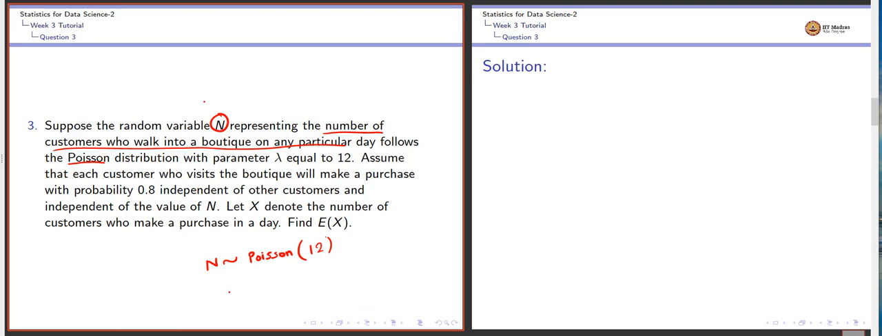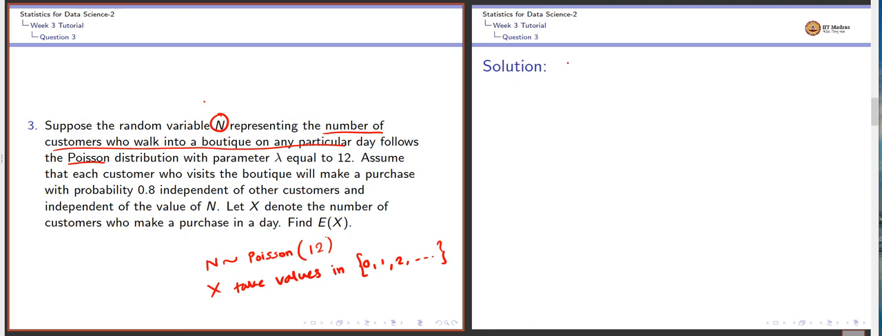And how many values can X take? X can take any value in the range 0, 1, 2, and so on. So we know that each customer will make a purchase with probability 0.8, independent of the other customers and independent of the value that N takes.